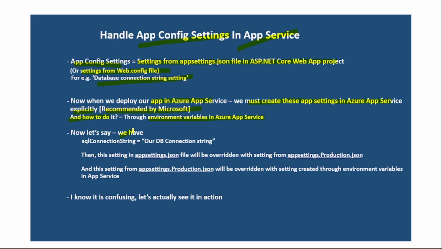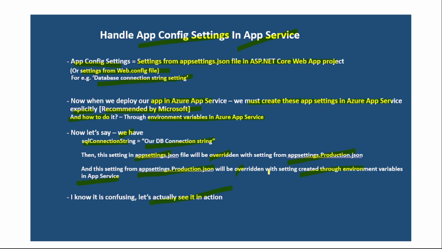Now guys, let's say we have a setting that is SqlConnectionString, and it refers to our database connection string in our app settings. So this setting from appsettings.json will be overridden with the setting from appsettings.Production.json, and this same setting from appsettings.Production.json will be overridden with the setting which we create through environment variables in App Service. Okay, so I know guys it's confusing, let's actually see it in action.